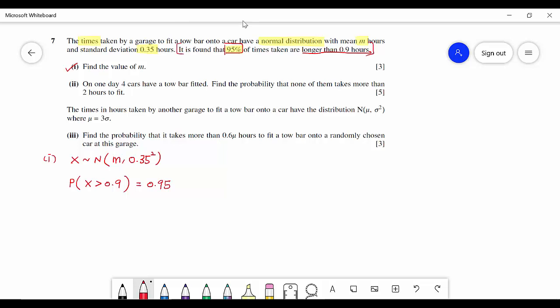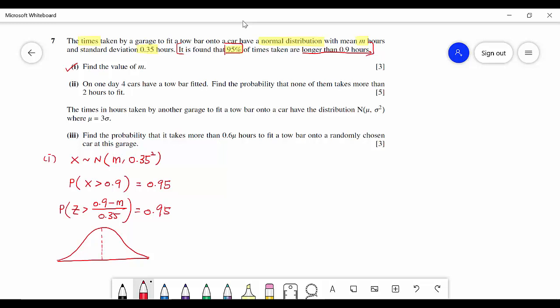All right, so the next step is you need to do the standardization. How to do the standardization? You take the value of x minus the mean divided by the standard deviation, and you let it equal 0.95. From here, I know that if I draw a normal graph, my graph will look something like this.